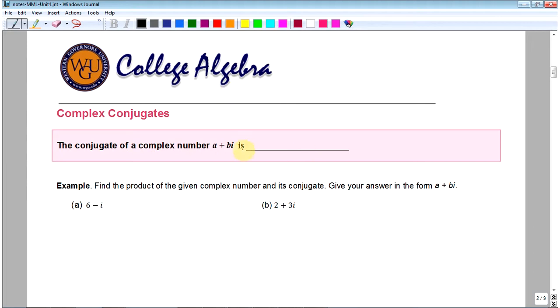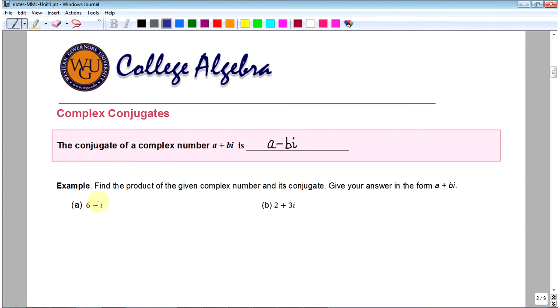The conjugate of a number a plus bi is a minus bi. You simply take the opposite sign of the imaginary part. In this example, we want to find the product of the given complex number and its conjugate. Give your answer in the form a plus bi.